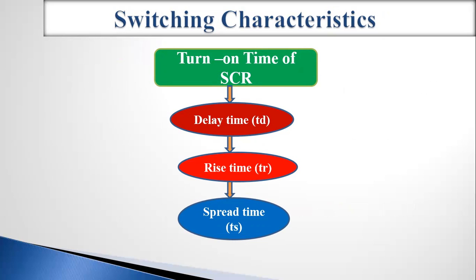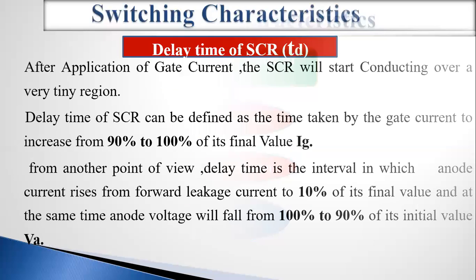So the turn on time of the SCR is divided into three parts: delay time, rise time, and spread time. One by one, let us discuss the phenomena of the different time intervals. First we will discuss the delay time of the SCR. What do you mean by delay time? After application of gate current, the thyristor starts conducting over a very tiny region. Therefore, delay time can be defined as the time taken by the gate current to increase from 90% to 100% of its final value.